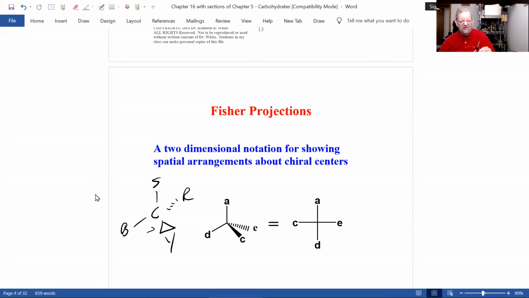Now, a wedge, and this won't be on a test, but I just thought I'd teach you this, means it's coming towards you. The dashed line, actually a dashed wedge, but I just do a dashed line because I'm not good at drawing that stuff, means it's coming away from you. Up and down means it's in the plane of this piece of paper.